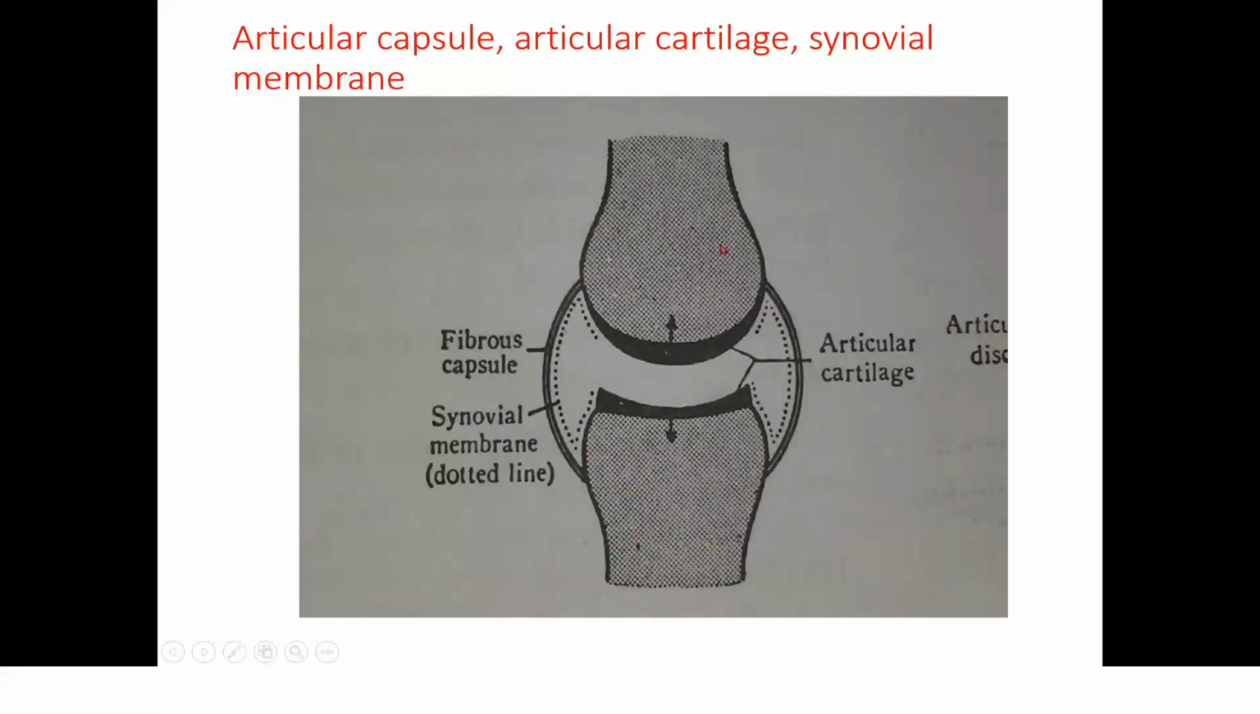You can see here, these are the two ends of a bone. This is a typical synovial joint cavity. You can see this is the articular hyaline cartilage, this is the fibrous capsule or articular capsule, and this is the synovial membrane lining the entire joint cavity except the articular cartilage.